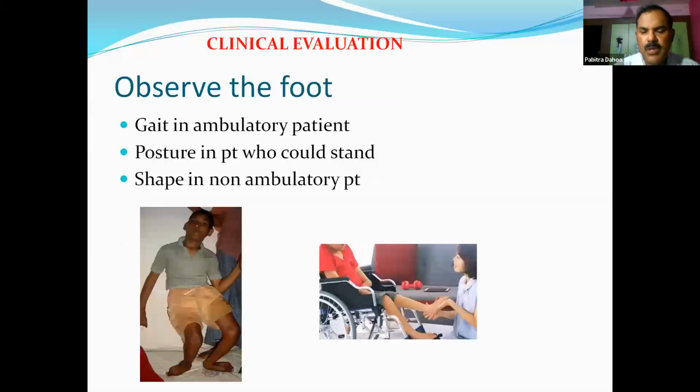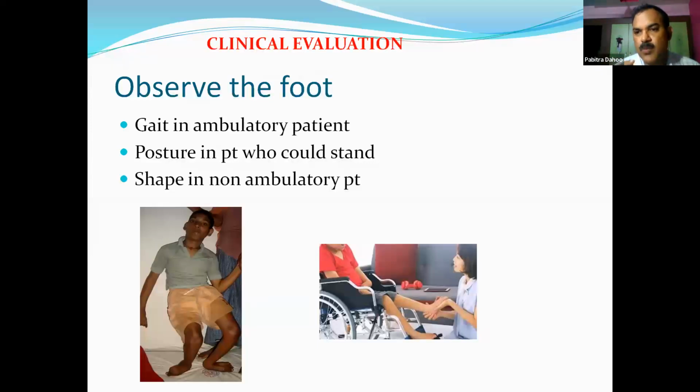Now, coming to clinical evaluation: how to evaluate a spastic foot deformity in CP, especially useful for PG students. Examine the patient when the patient is approaching you. Like all other conditions, you observe the foot posture. How to observe? If the patient is at the walking stage, observe the gait. If the patient is not able to walk, at least he can stand. Then see what the posture of the foot is in the weight-bearing position.